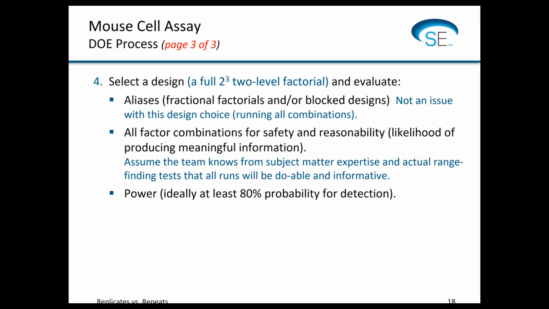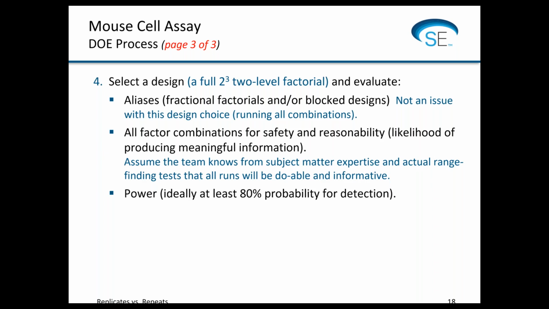Then we select a design. Well, we have 3 factors. We're going to do a 2 to the 3rd, 2-level factorial, and evaluate that design. Aliasing: it's a full factorial, so there aren't any aliases. We'll run all 8 combinations. Evaluate the combinations for safety and feasibility.